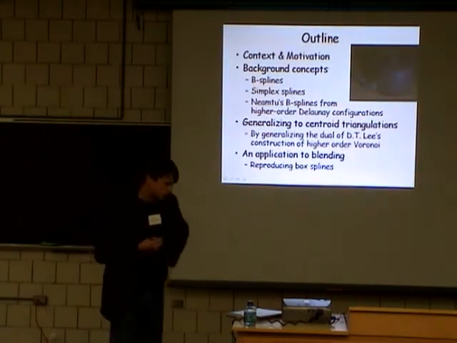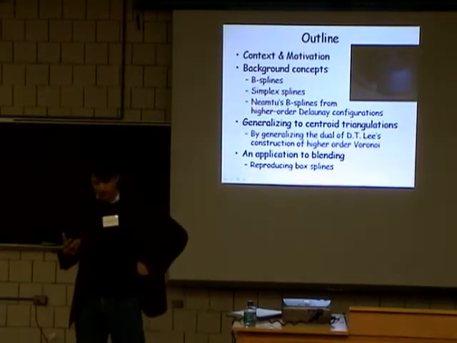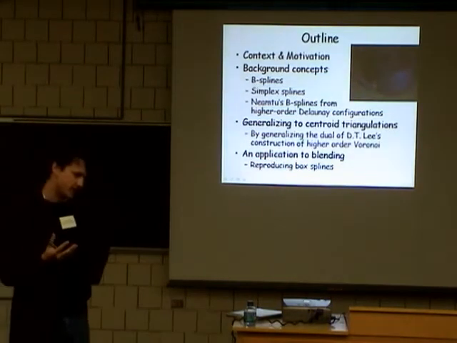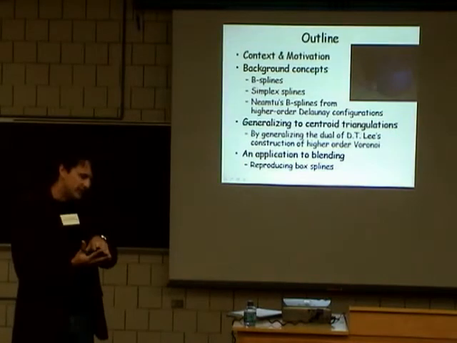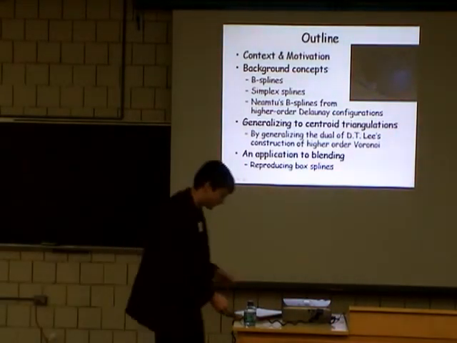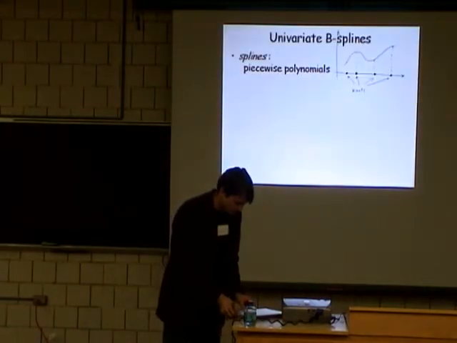These will be the centroid triangulations, which will allow us to build the bivariate B-splines in a way that is sort of what I want. I mean, in a way that allows me to have the data determine the level of interest in three different places. And then one quick application of blending, and some open problems.